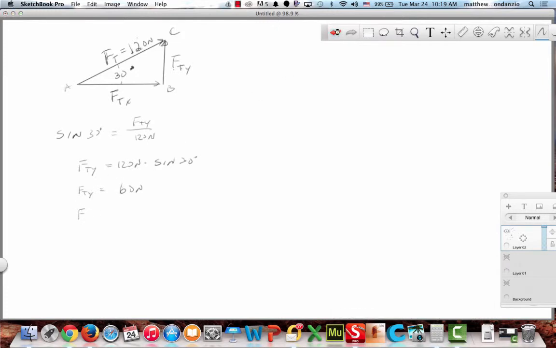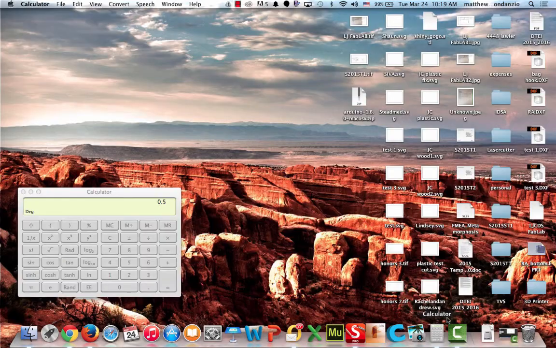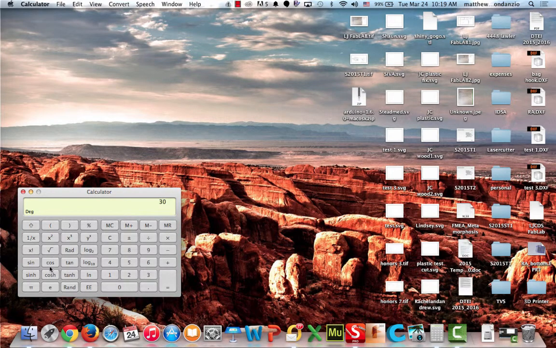So FT. Now, how do I figure out FTX? Well, the cosine of 30 degrees equals FTX over 120, right? So now it's FTX equals 120 newtons times the cosine of 30 degrees, right? So 30 cosine times 120 is 103, okay?